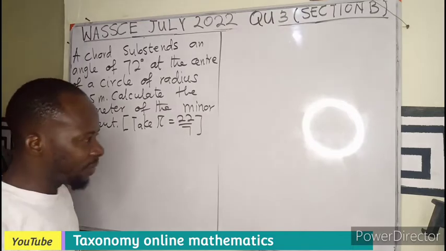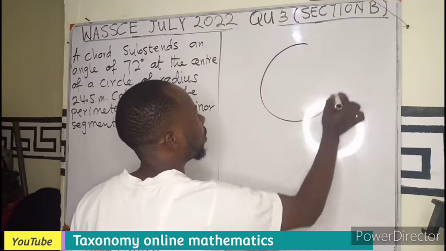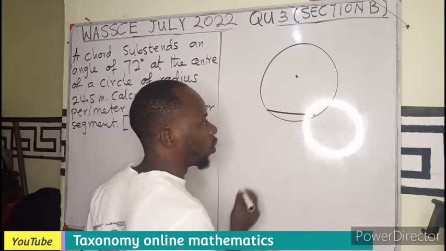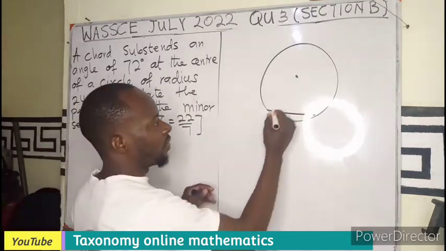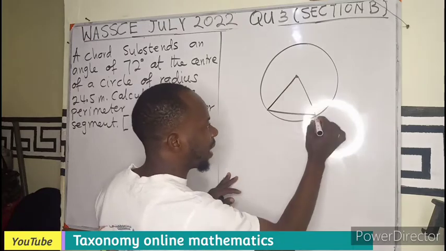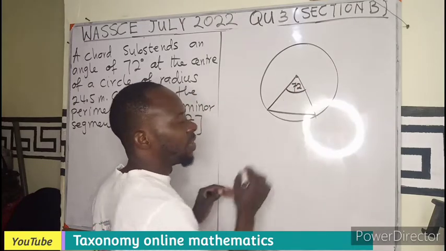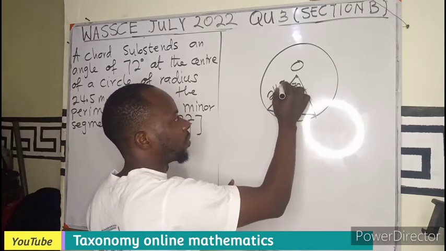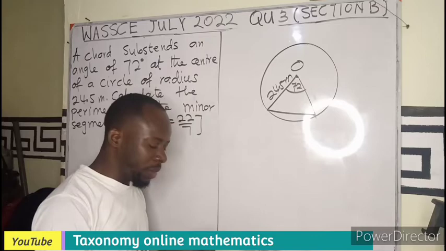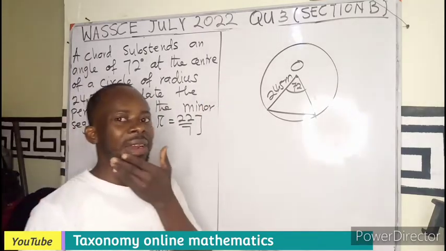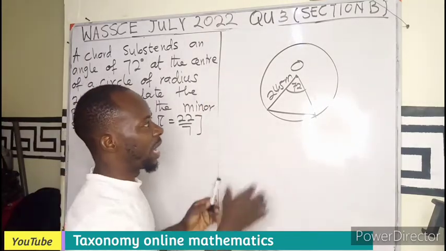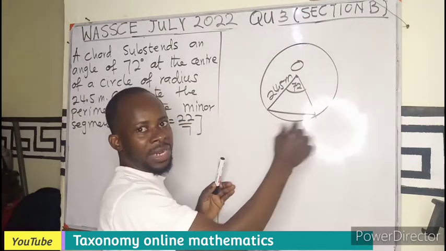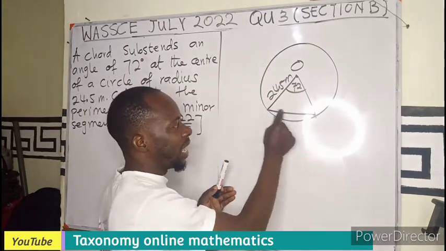So let's have our circle in this form. If the center is here, we know a chord is a line that joins 2 points on the circle. If that chord subtends an angle at the center, which is 72, the center is O, the radius is 24.5 meters. I believe here will also be 24.5. Now in this diagram, the major segment is the region between this arc and the chord, then the minor segment, this arc and the chord.